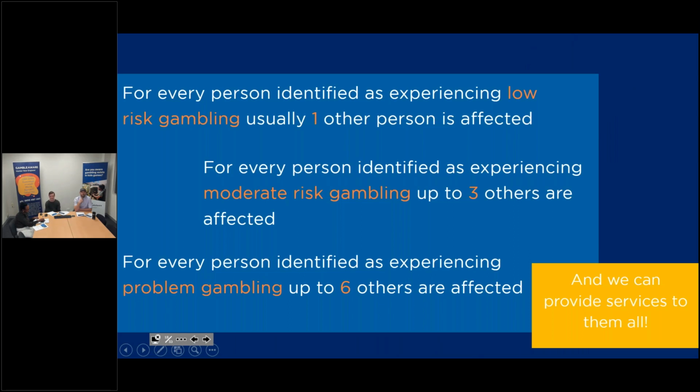And it's not just the individual who's gambling that is harmed. For people that were classified as low risk gamblers, usually about one other person is affected. For everyone identified as a moderate risk gambler, that's 3 other people who can be affected. And for problem gamblers, it's been estimated that up to 6 other people are affected. And so again, that's people like family, friends, colleagues, children, who can be somehow impacted by someone else's gambling.